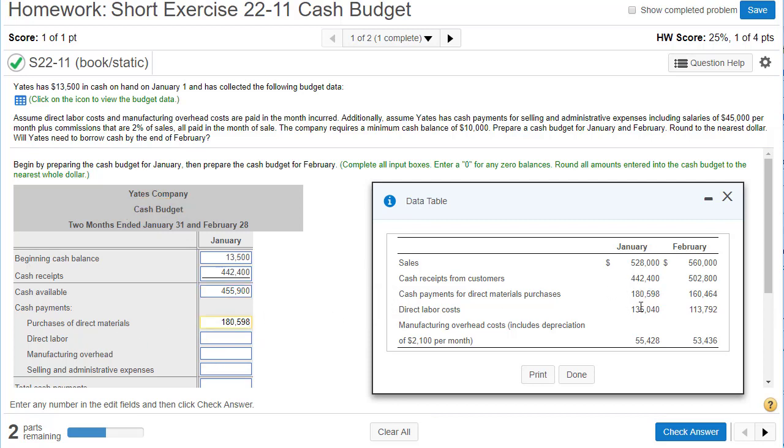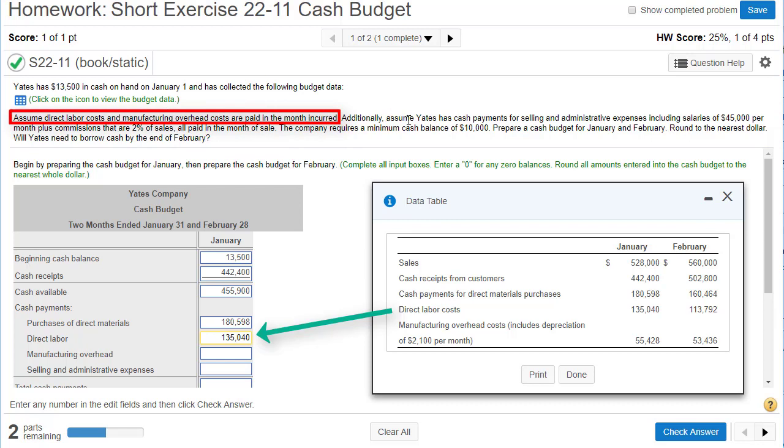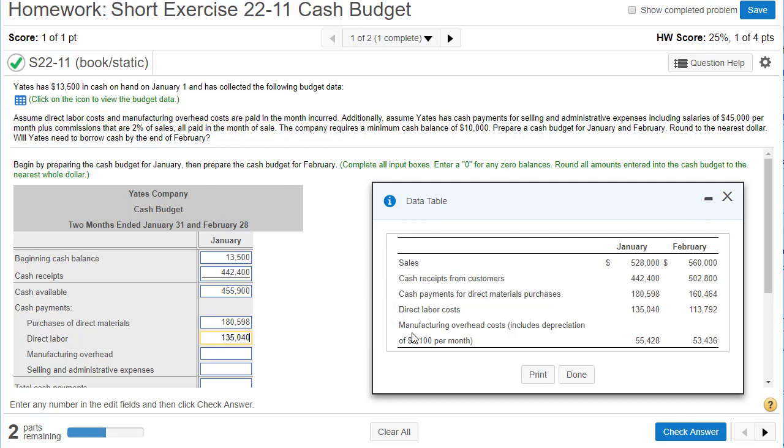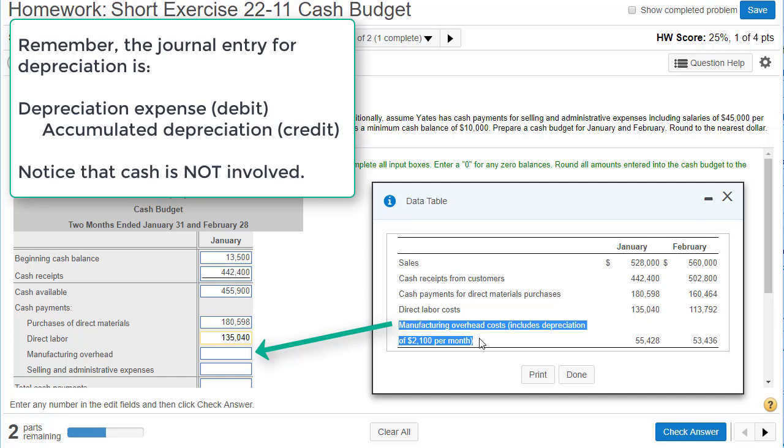Direct labor, $135,040. As we said up here, the direct labor, we're going to assume that it gets paid in the same month as it is recorded. And then manufacturing overhead costs. So all of these manufacturing overhead costs are cash payments.